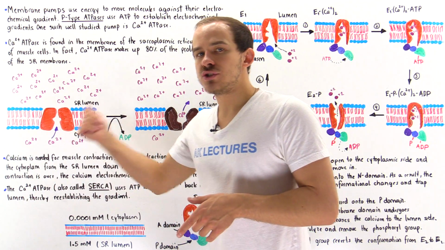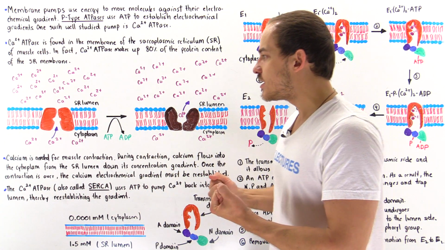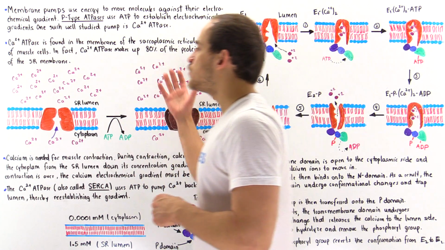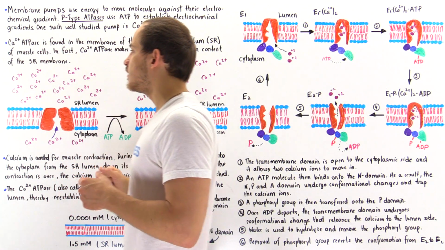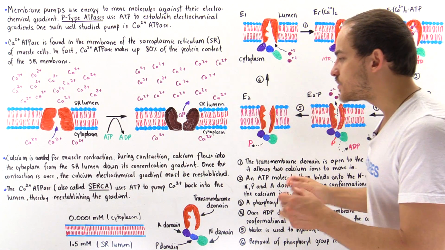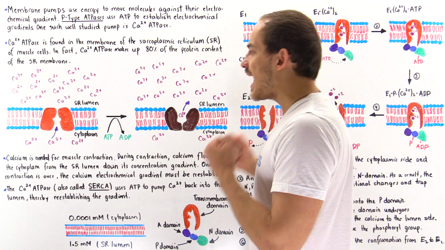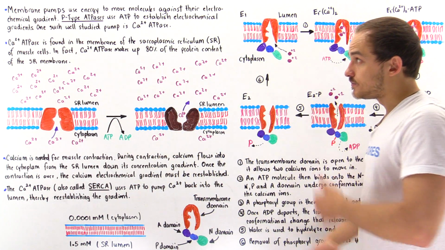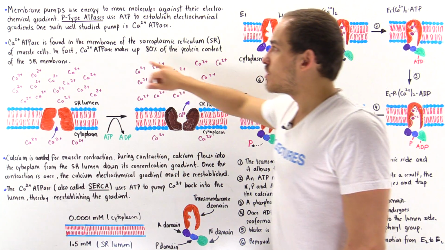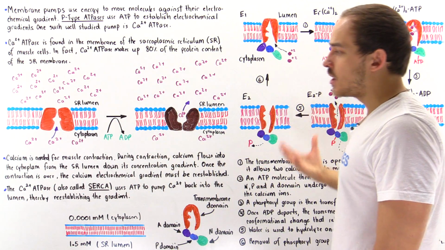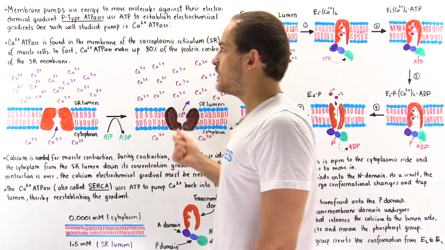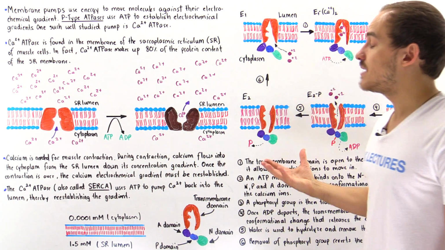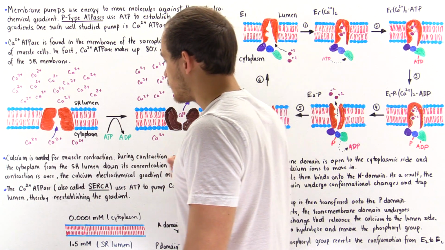And once the contraction is over, to actually relax that muscle, these calcium ions must be sequestered back into the lumen of the sarcoplasmic reticulum. And this is done by these pumps, because this actually requires energy to move these calcium ions against their electrochemical gradient. And this is exactly where the calcium ATPase comes into play. Calcium ATPase uses ATP molecules to move these calcium ions against their electrochemical gradient.